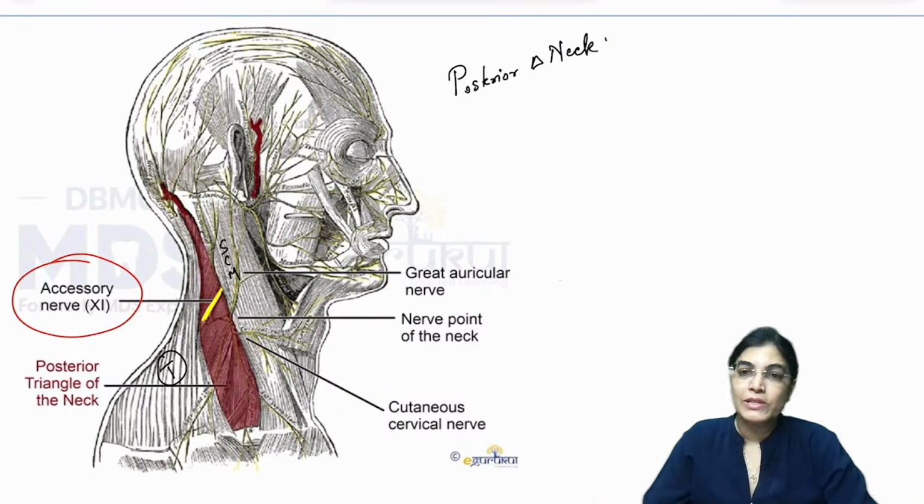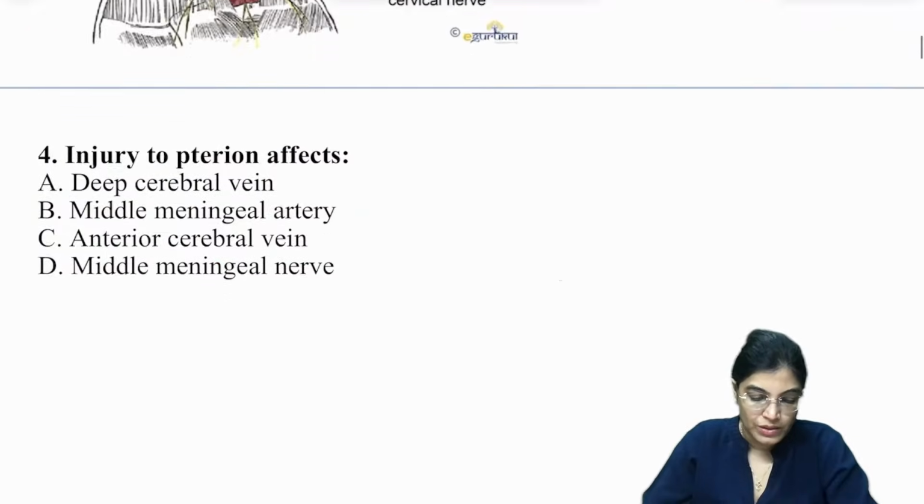Now sternocleidomastoid muscle was mentioned in the MCQ, and if I talk about trapezius muscle, its action is shrugging of the shoulder and retraction of the shoulder, and it also helps along with serratus anterior muscle in overhead abduction of arm. Okay, let's move on to the next.